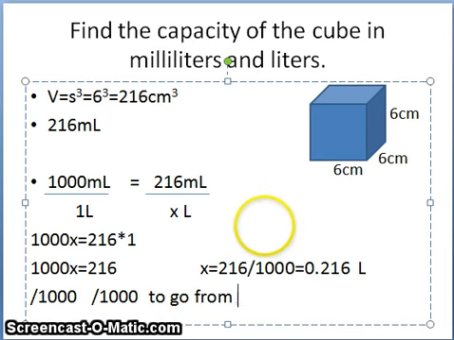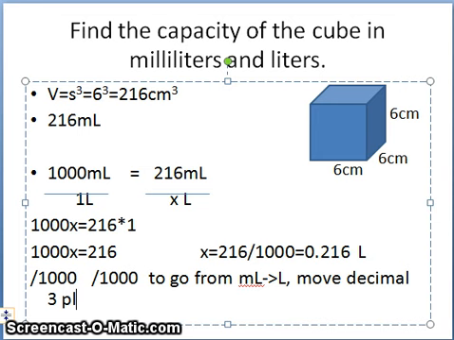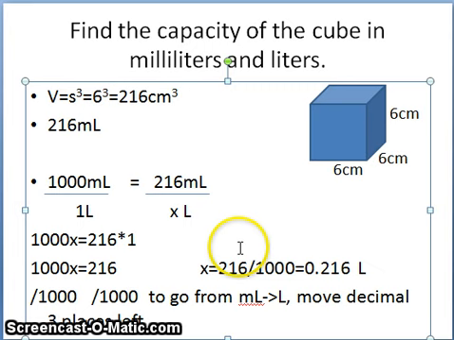To go from milliliters to liters, move decimal 3 places left. So that's another way that you can do that, is just move the decimal 3 places to the left to go from milliliters to liters. To go the other way from liters to milliliters, you'd move 3 places to the right. Okay, so that's a little shortcut for you.